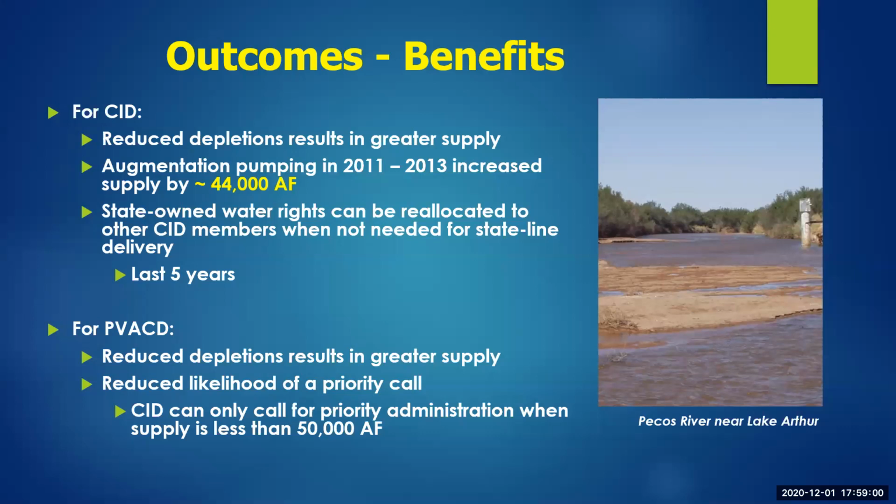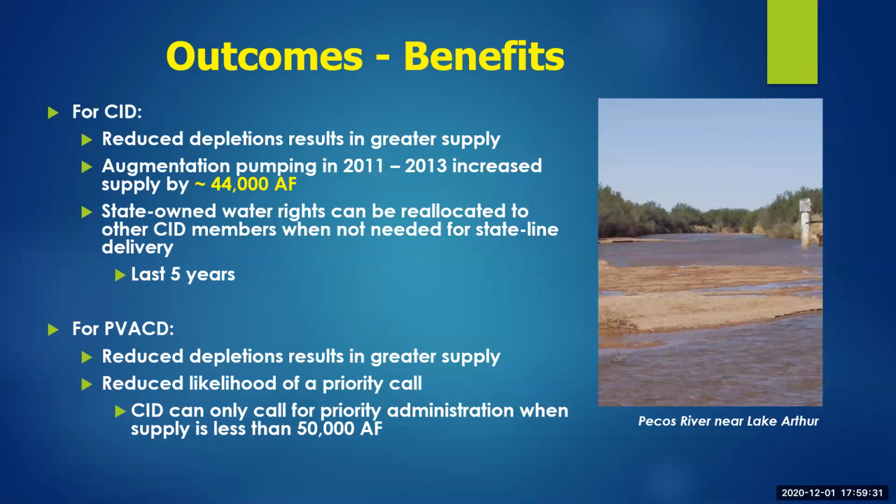So that makes more water available for CID members when we're in good times. Really, the settlement was clever in trying to keep as much water in New Mexico as possible when it isn't needed for state line delivery. So that's why we're not pumping now for the state line, and also our state-owned CID water rights aren't required for state line delivery. But then when it's needed, that state-owned CID water is delivered. And that's been true for the last 5 years.